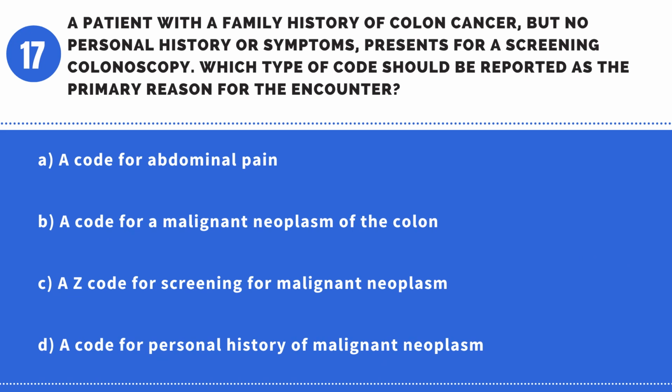A patient with a family history of colon cancer, but no personal history or symptoms, presents for a screening colonoscopy. Which type of code should be reported as the primary reason for the encounter? A. A code for abdominal pain. B. A code for a malignant neoplasm of the colon. C. A Z code for screening for malignant neoplasm. D. A code for personal history of malignant neoplasm.